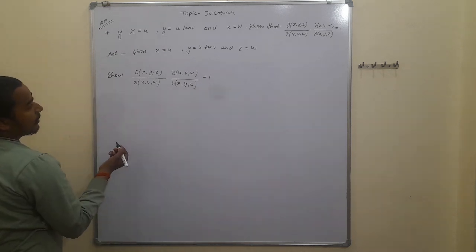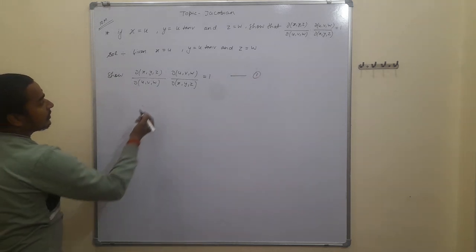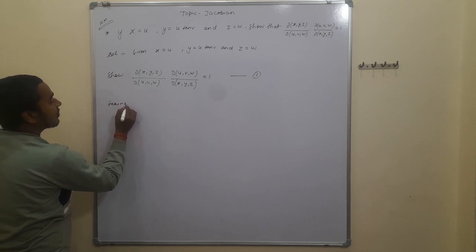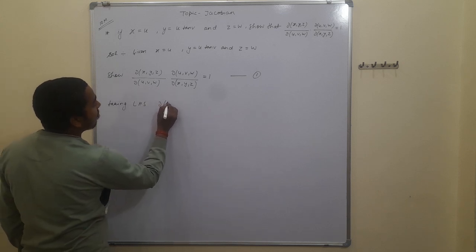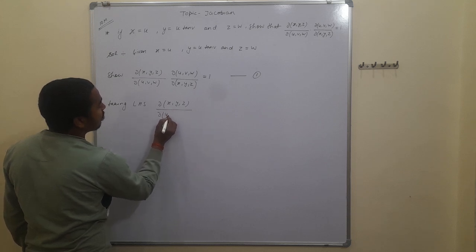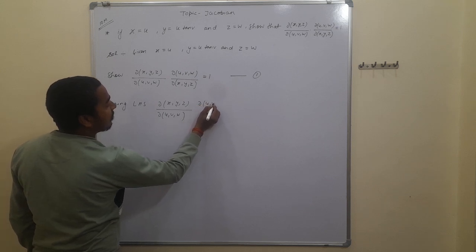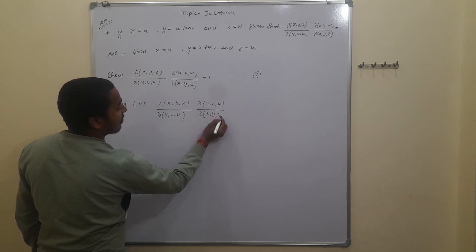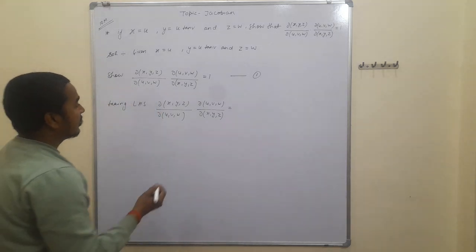Let this be equation 1, and taking the left hand side, that is del of x comma y comma z upon del of u comma v comma w into del of u comma v comma w upon del of x comma y comma z. We have to find the value that is given by the determinant.